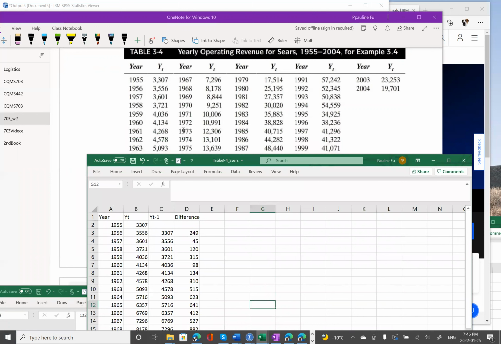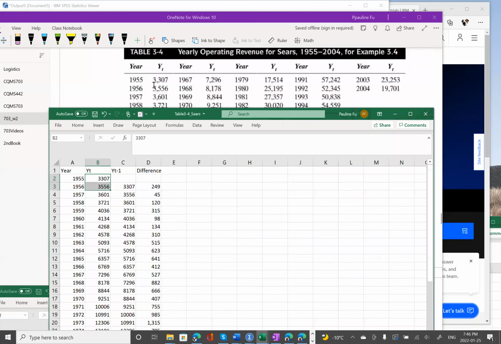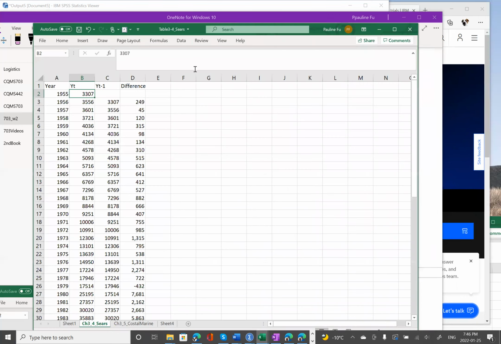This is example 3-4 in the textbook. We try to answer the question: do the data have a trend? So first, let's take a scatter plot to look at the data. This is the original data. You can use Excel to do some basic analysis.